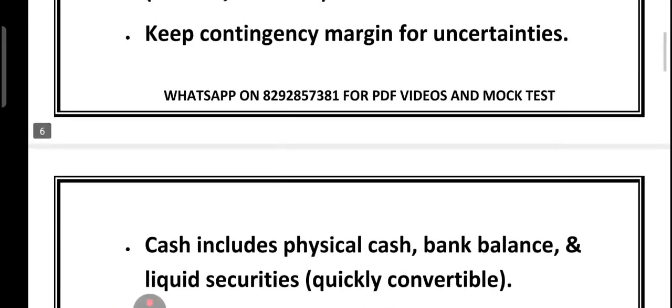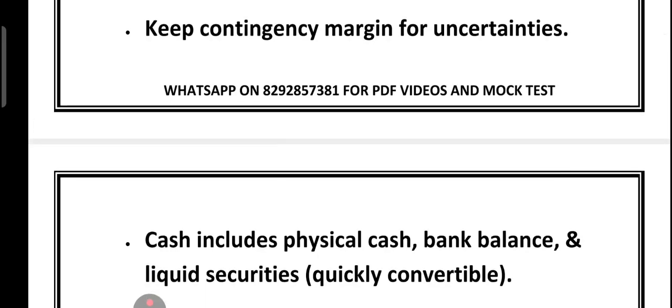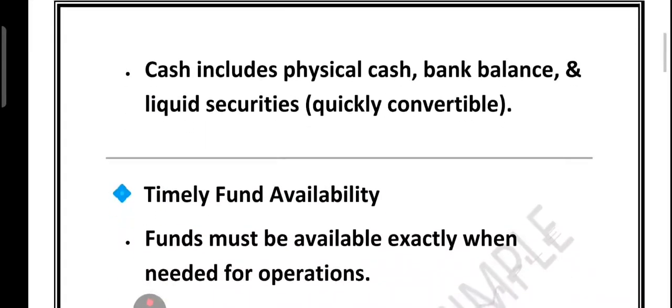What is a contingency margin? It's a small reserve for emergencies or unexpected expenses. And when we say cash, it does not mean only physical currency. It includes bank balance, and it includes liquid securities, which are investments that can be quickly converted into cash when required.